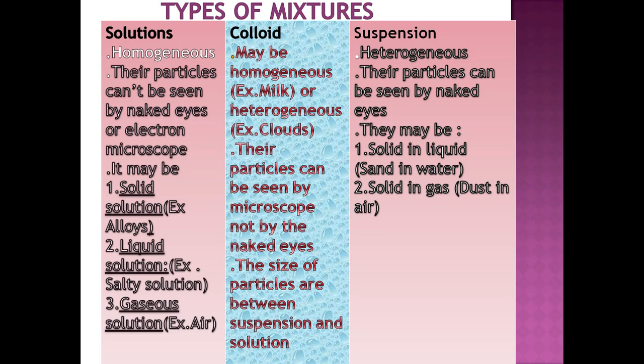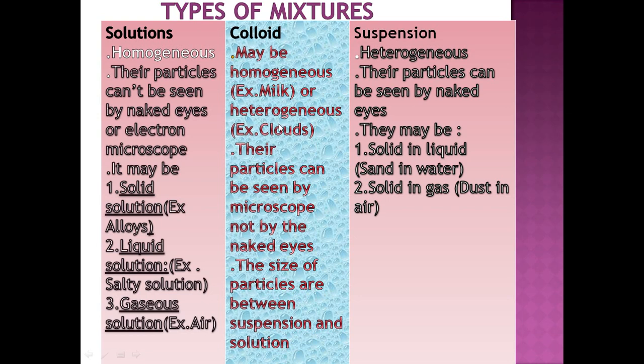Like the milk. The milk is a kind of colloid. Why? Because it's made of different particles like calcium and fats, oil. But most of these particles cannot be seen by naked eyes. After putting a drop of milk under the microscope, can you see them? Yes, we can. So this is colloid. What about the second kind, like the clouds?